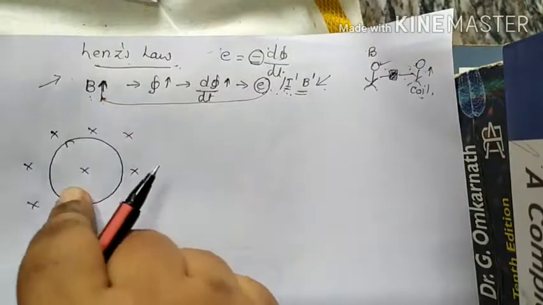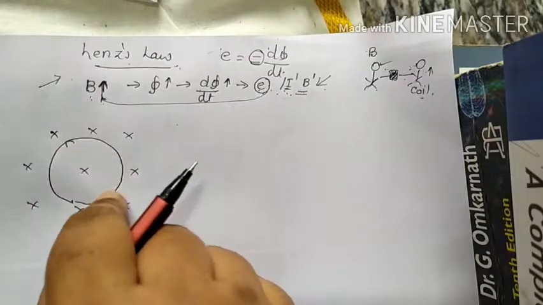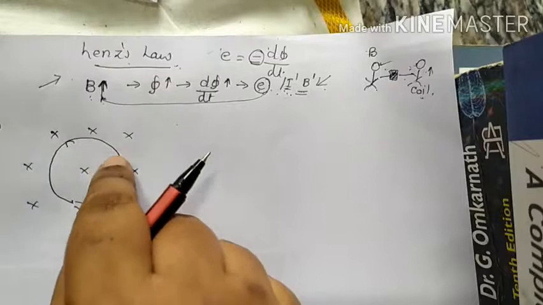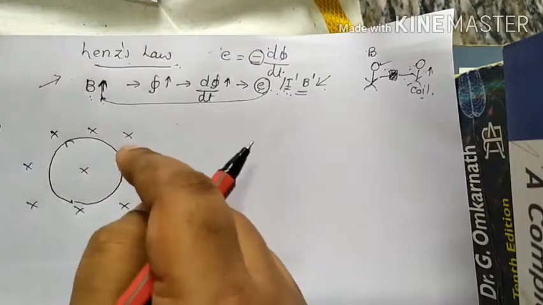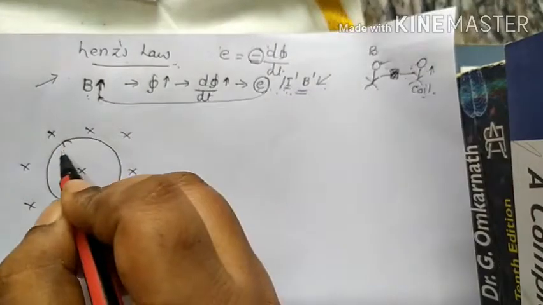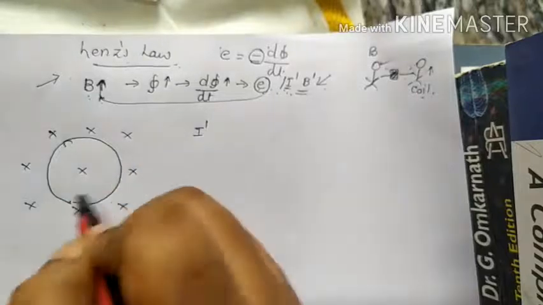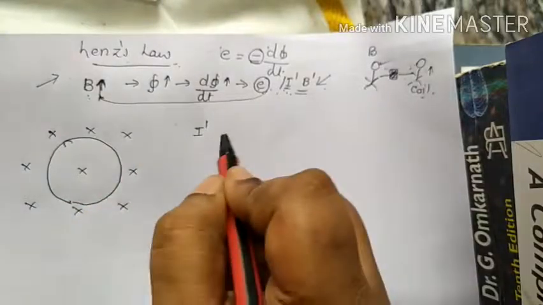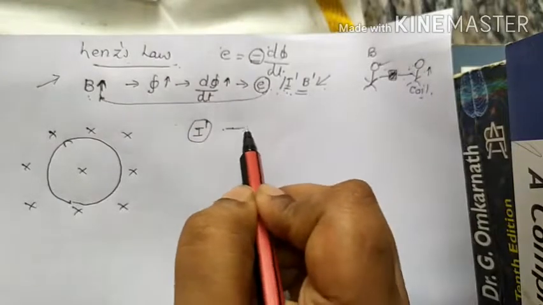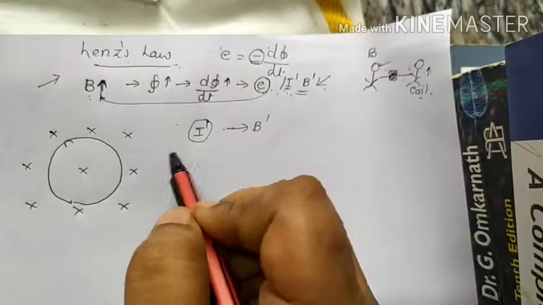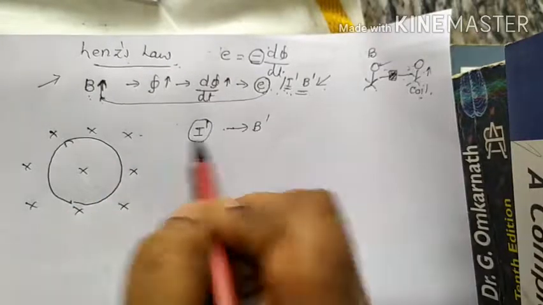Right. So here, let's say B is in the into direction. That means this coil should have a direction of current such that the magnetic field due to this induced current is in the opposite direction. Say I dash is the induced current flowing through this coil. This induced current will have its own magnetic field, say B dash. Now B dash is due to not this magnetic field, it is due to this one.